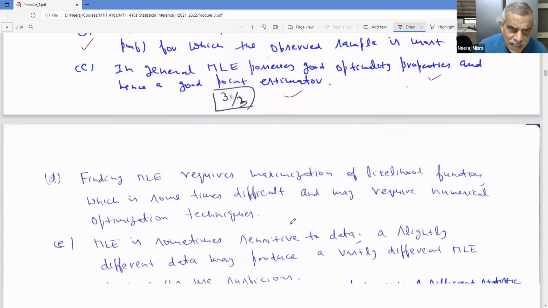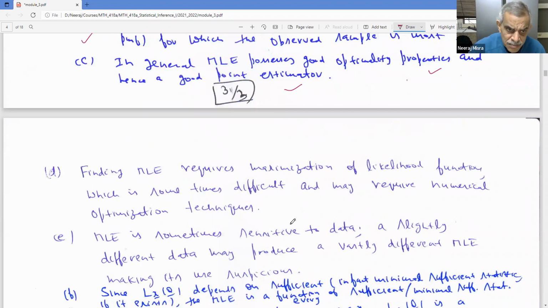However, finding MLE may be sometimes cumbersome. So finding MLE requires maximization of likelihood function, which is sometimes difficult and may require numerical optimization techniques. So it may not be possible to get a closed form expression for your MLE, and you may have to get the MLE through numerical optimization.